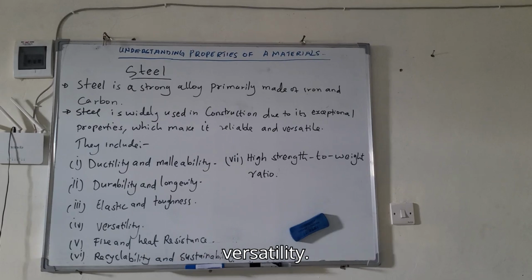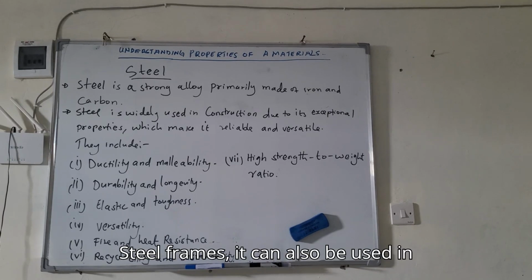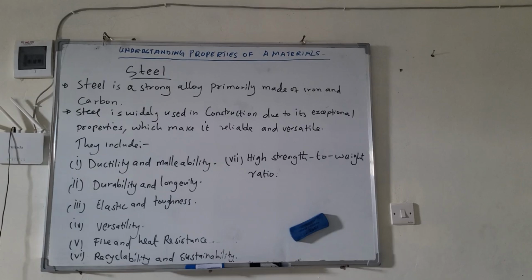Then we have versatility. Steel can be adapted to various functions. For example, it can be used in reinforced concrete, steel frames. It can also be used in trusses for roofing. It can also be used in bridges, a railway track, and a pipeline.